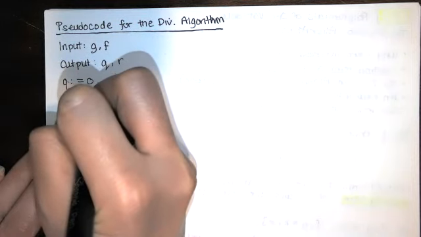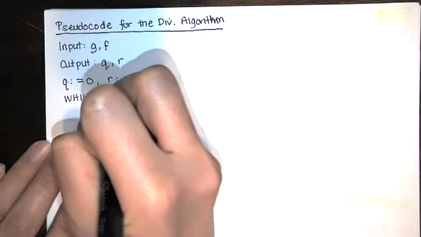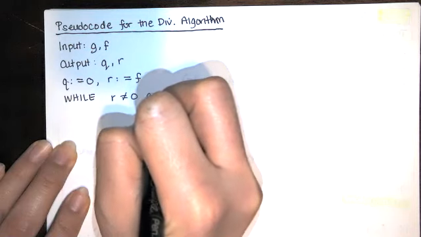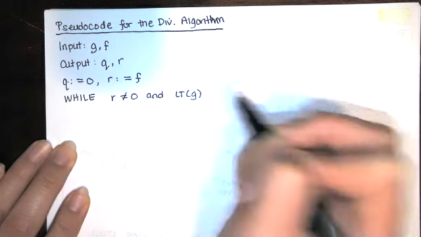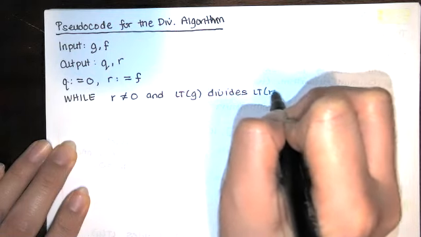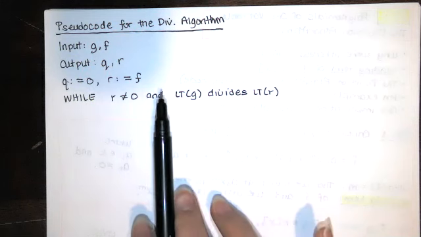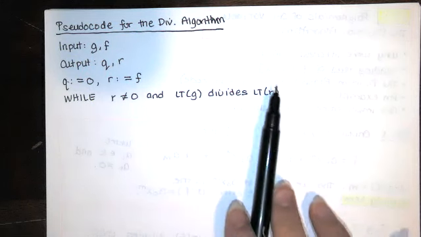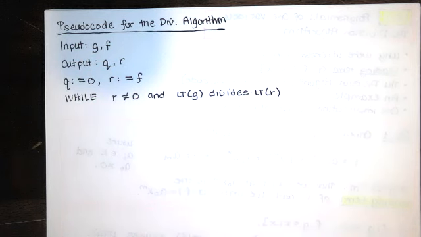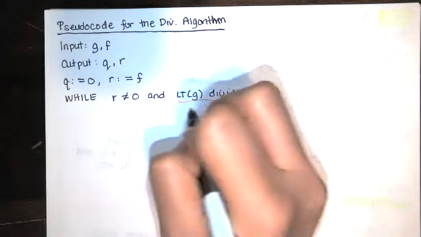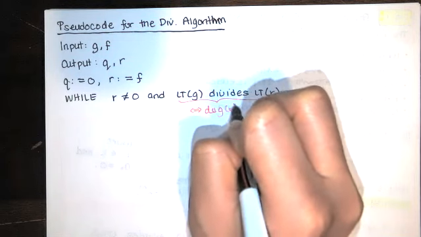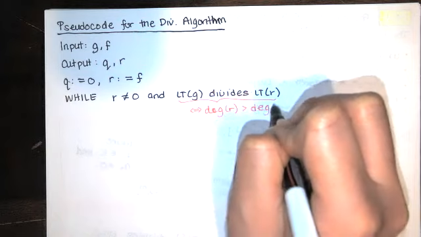And then we just proceed through this while-do loop. So we'll say while r is not equal to 0 and the leading term of G divides the leading term of r. Or in other words, while the polynomial r has a degree larger than g. So the degree of r is greater than the degree of g, while that's happening.